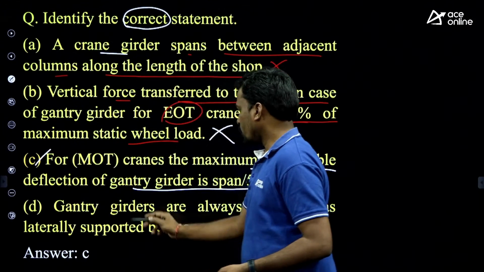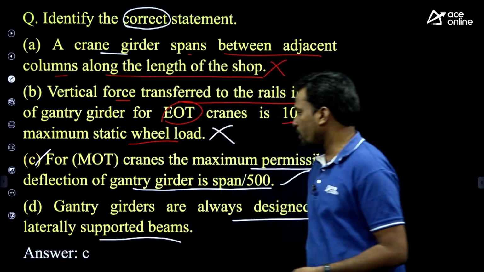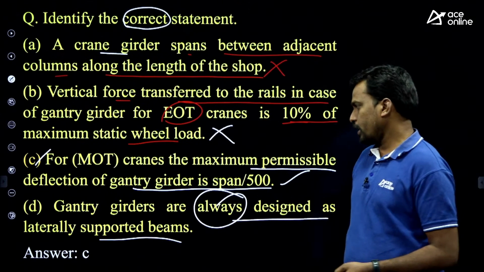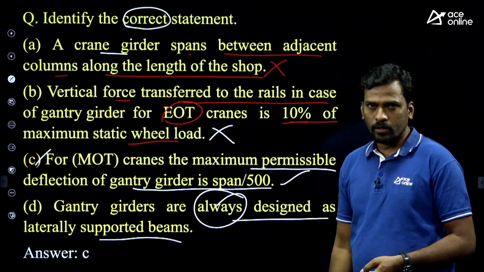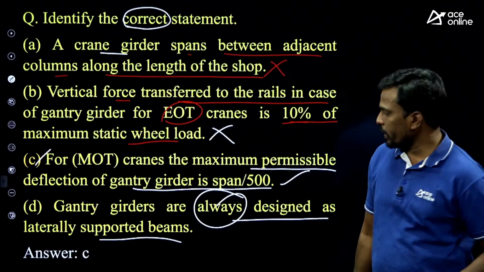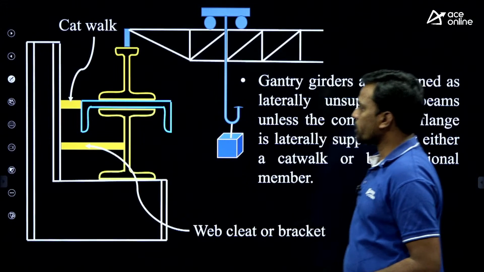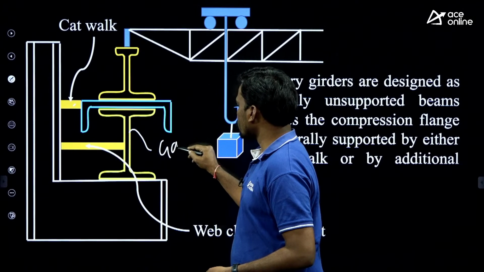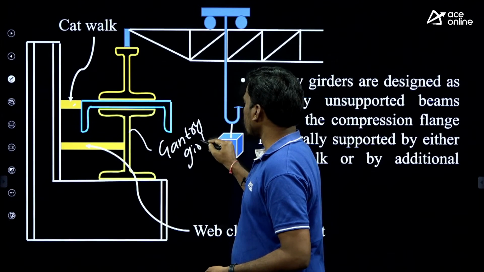And the last one: gantry girders are always designed as laterally supported beams. Not always, students, not always. Generally, gantry girders are designed as laterally supported beams if there is no catwalk. What is the catwalk? I'll show the diagram. Students, this is called the catwalk, and this is called the gantry girder.